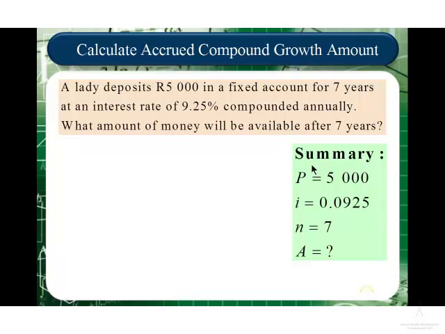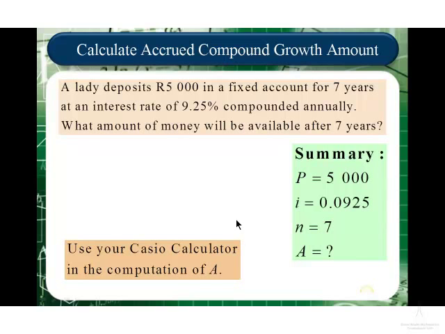In this case, we have that the principal amount P is 5,000 Rand. I, in decimal form, will be 0.0925, and N will be 7. So we have 7 interest periods of 1 year each. What is outstanding and what we actually would like to calculate is the accrued amount A.